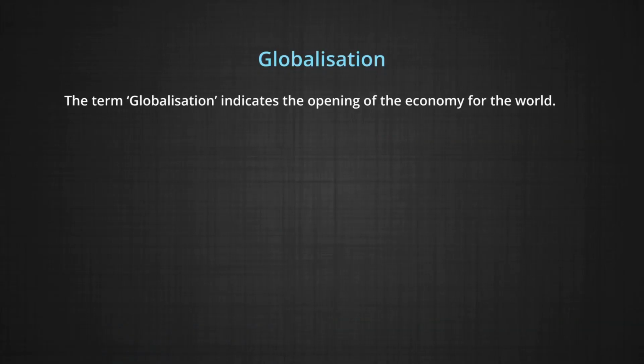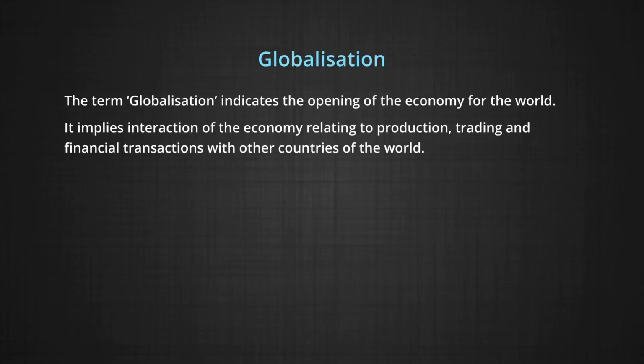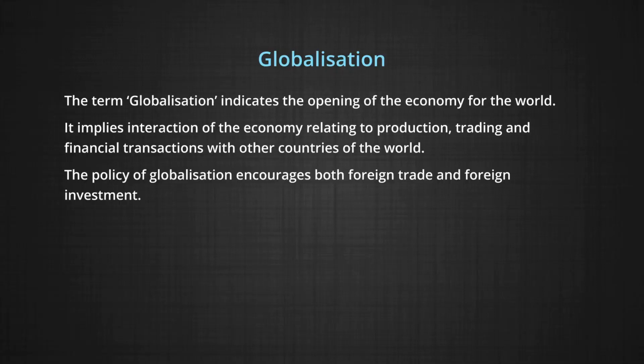Now come to the topic of globalization. The term globalization indicates the opening up of the economy for the world. It implies interaction of the economy relating to production, trading and financial transactions with other countries of the world. The policy of globalization encourages both foreign trade and foreign investment.